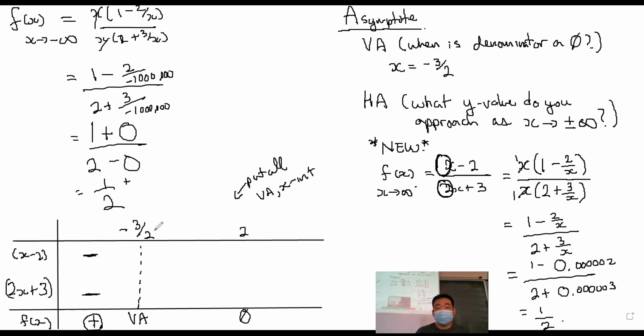A number between -1.5 and 2, easiest number is 0. 0 minus 2, that's a negative. And then 0 plus 3, that's a positive. So in between the vertical asymptote and my x-intercept, I'm going to be underneath the x-axis. And then I hit a 0, which means I'm going to cross the x-axis. Most likely it's going to be positive now. Number bigger than 2, let's use 3. 3 minus 2, positive. 3 times 2 plus 3, positive. This is going to be a positive.